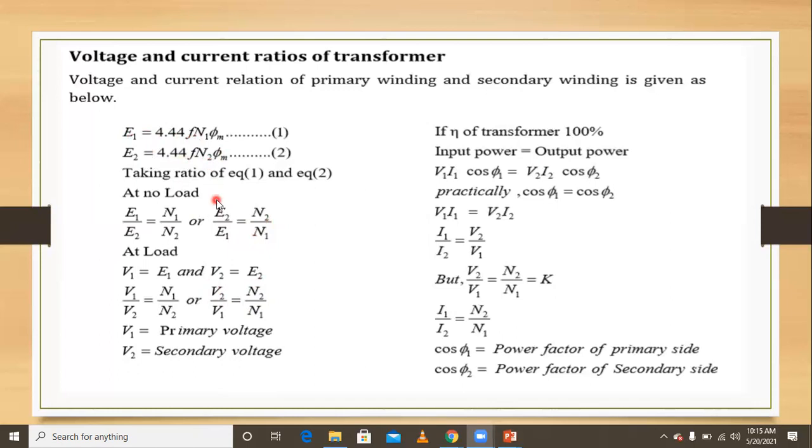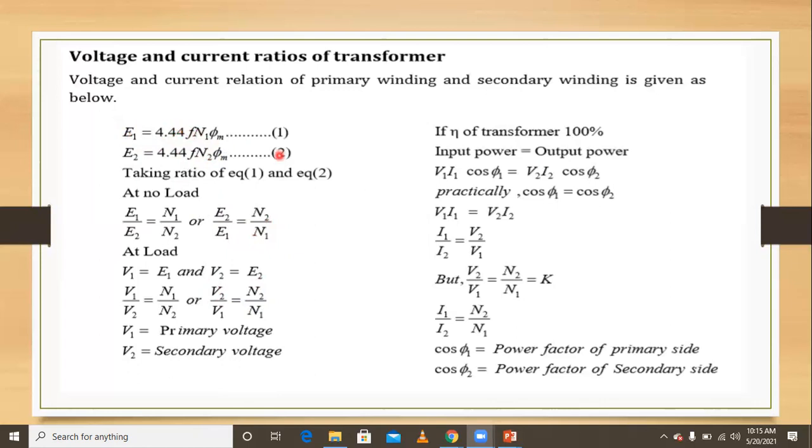That means the EMF induced in the transformer is proportional to the number of turns. If the number of turns is increasing, the EMF induced in the transformer is increasing. The voltage is increased or decreased by using the number of turns. If the number of turns increases, the voltage induced in the primary or secondary winding increases.